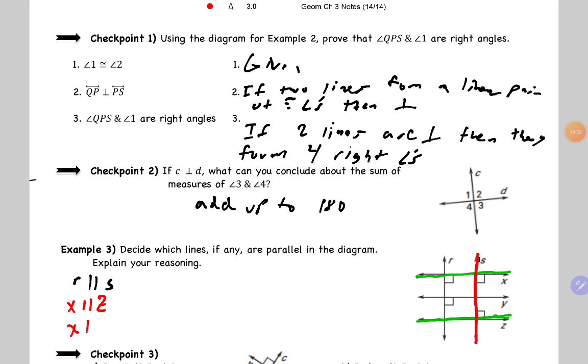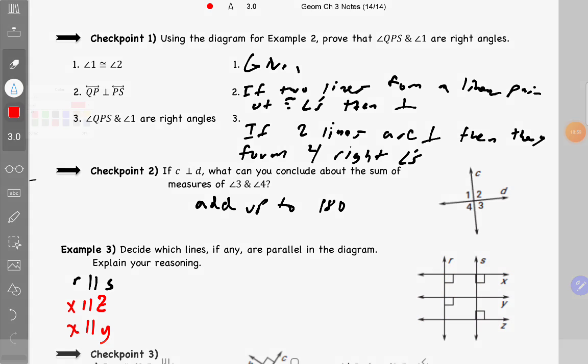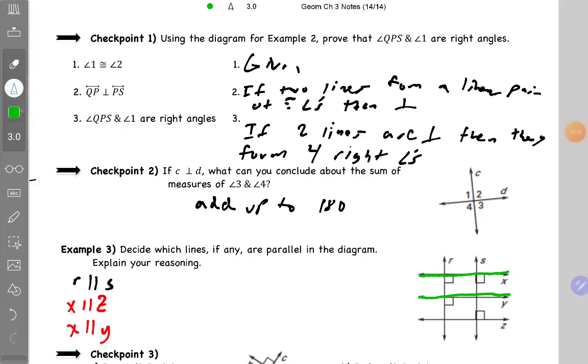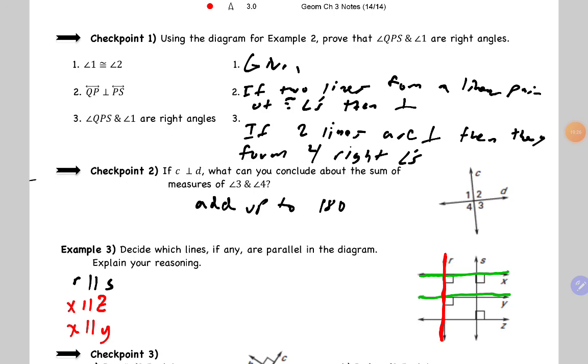And then let's look at X and Y. Basically it's the same reason, but let's use colors to make sure what we're talking about. So X is parallel to Y because, as you notice, this red line is perpendicular to both the 2 green lines. Therefore, those lines are parallel. And I don't think there's any more.